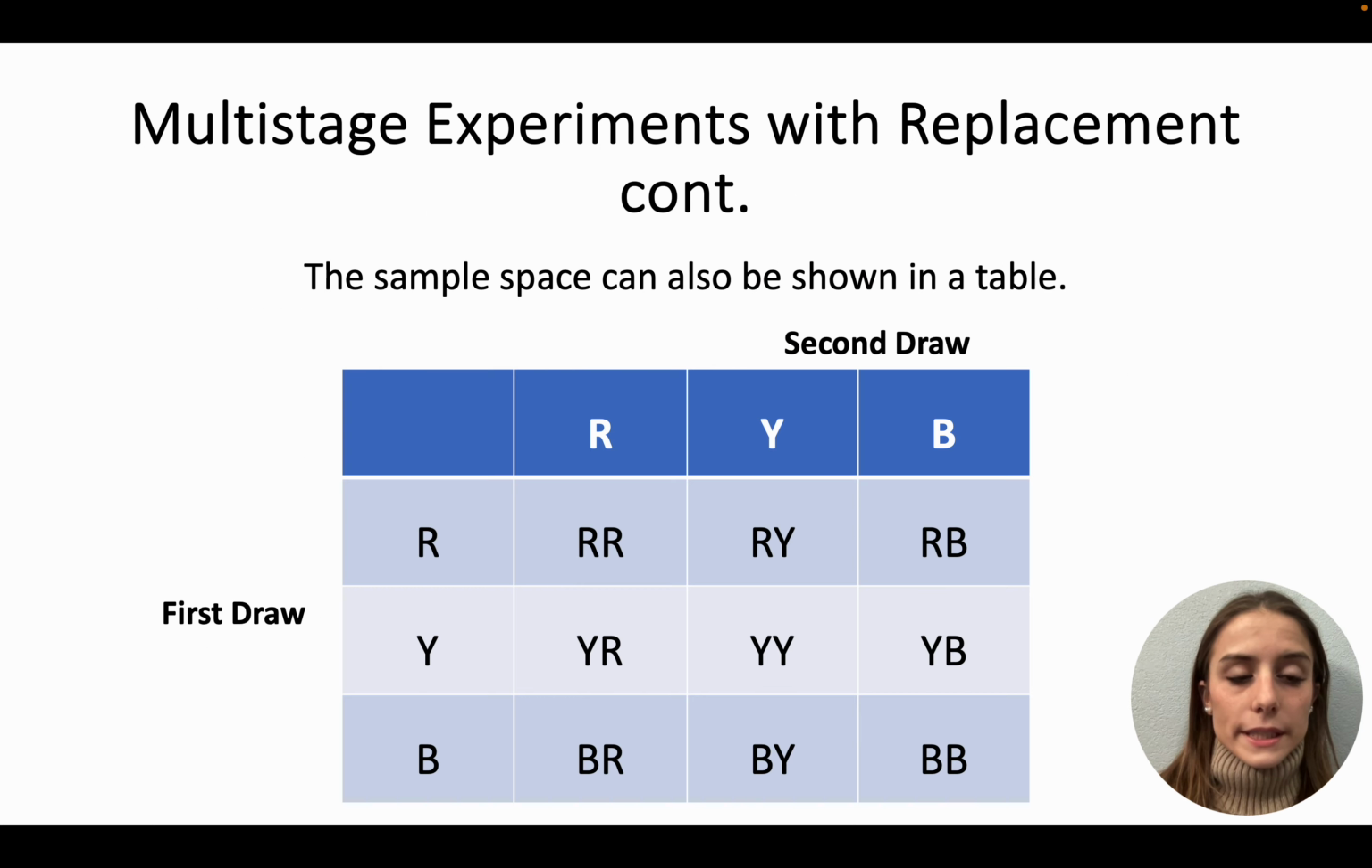We can also look here, this is the same example, but you're going to put them in a table. You have all the possibilities here. Your first draw is over here, second draw here. If you do red on the first one, red on the second one, it's going to be RR. Red on the first one, yellow on the second one, it will be RY. And you continue on down this table.